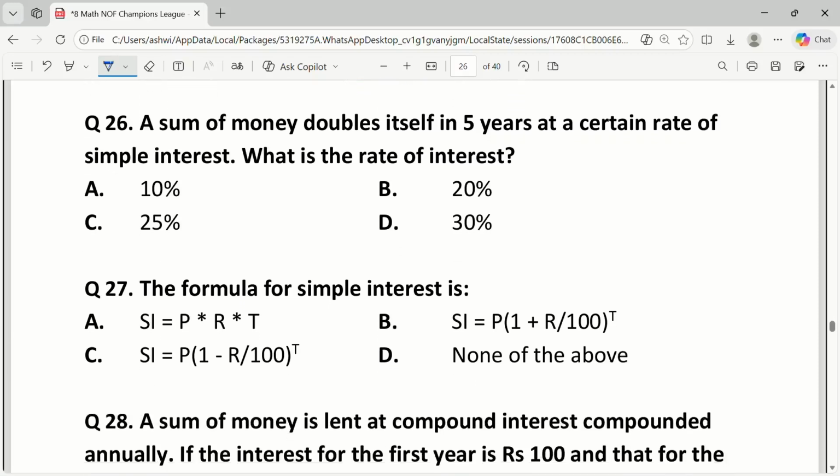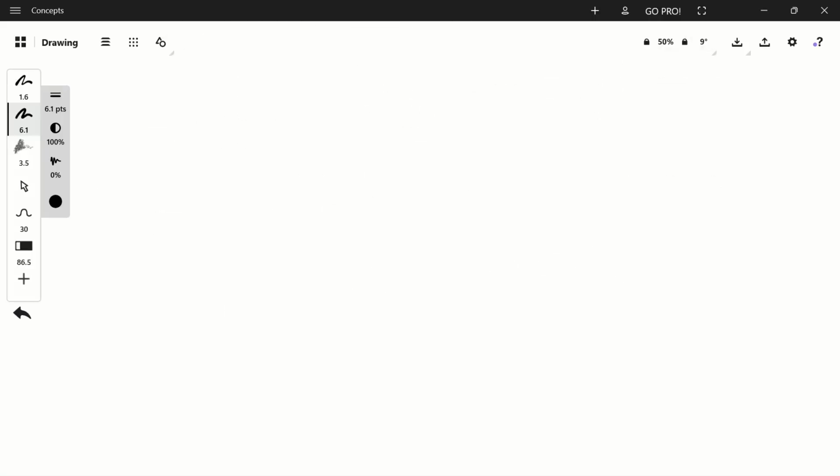A sum of money doubles itself in 5 years at a certain rate of simple interest. What is the rate of interest? Let the principal amount be P. If it doubles, the amount A is equal to 2P. The time t is 5 years.